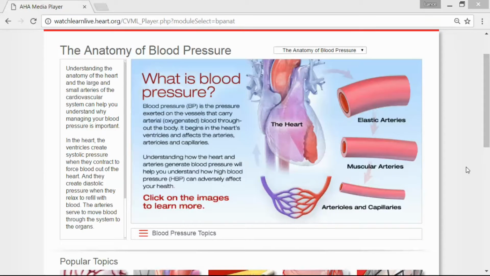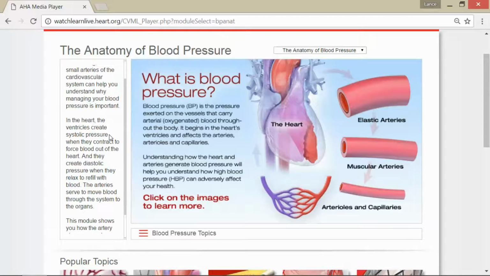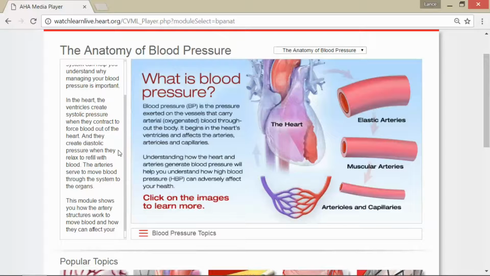Hey, it's the Tropical Smoothie Guy here, and we're going to learn about the anatomy of blood pressure. Understanding the anatomy of the heart and the large and small arteries of the cardiovascular system can help you understand why managing your blood pressure is important. In the heart, the ventricles create systolic pressure when they contract to force blood out of the heart, and they create diastolic pressure when they relax to fill with blood. The arteries serve to move the blood through the system to the organs that need it.